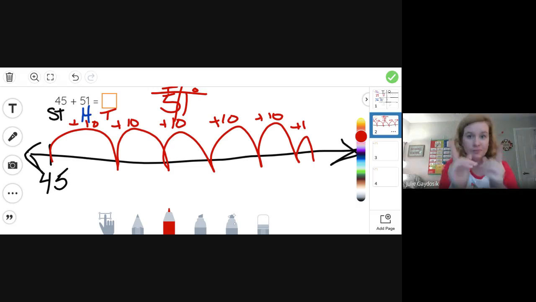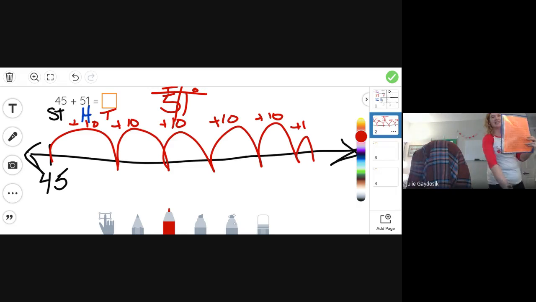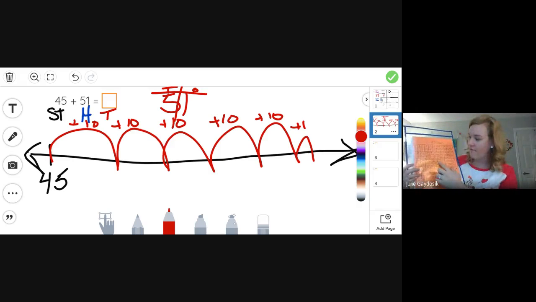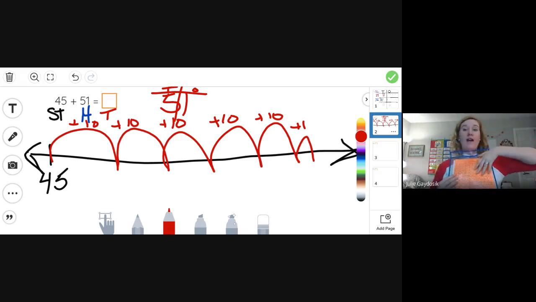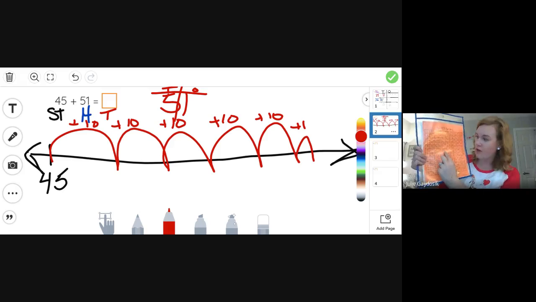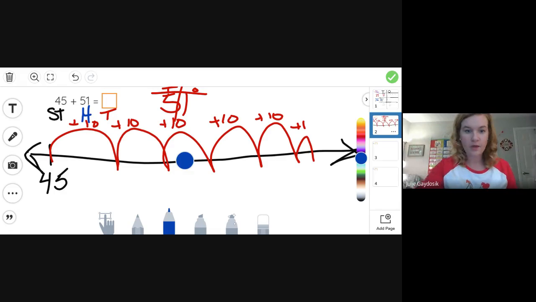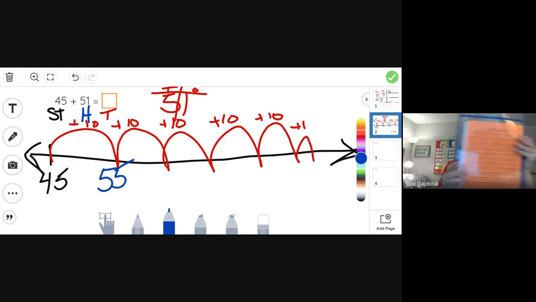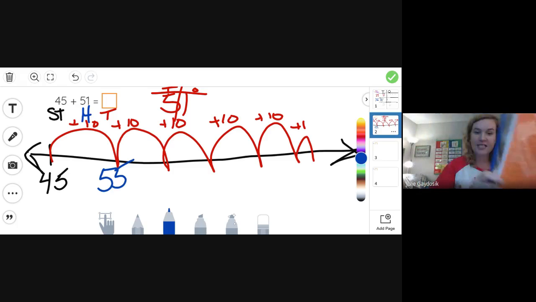If you need to, you know what to grab. Grab that handy dandy 120 chart, right? If you need help finding what 10 more than 45 is, remember that when we're finding 10 more, we're going down. So if you found 45, you could go right down, and 10 more than 45 is 55. And then if you go to 55, 10 more than 55 is 65.